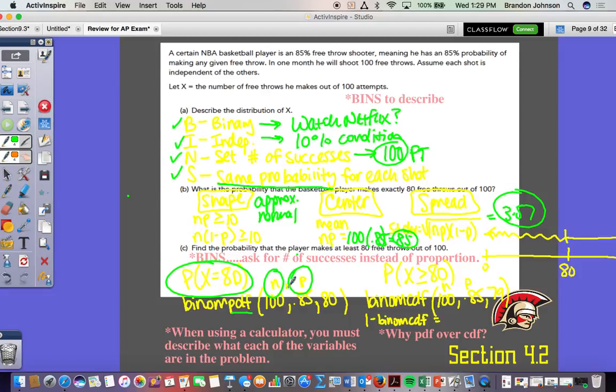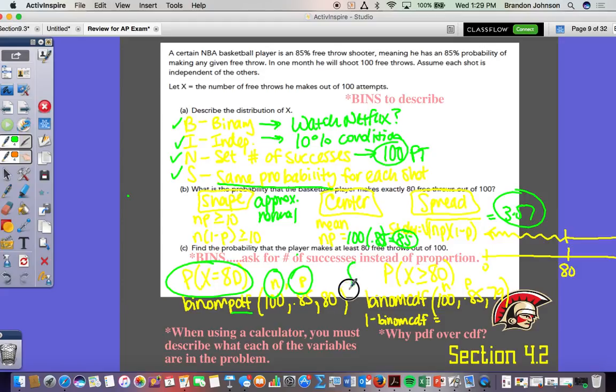What is the 80? Because we're trying to find 80 free throws out of 100, 100 represents the set number n. The probability of each free throw occurring would be 85%. And then 80 represents the exact amount that we want to find in terms of the free throws out of 100. Why on the right side 79?